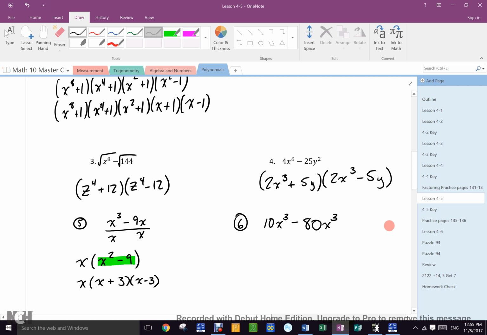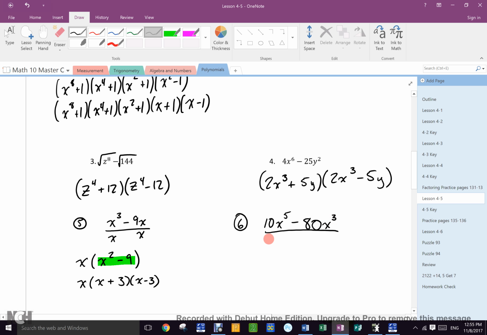Now what are you going to do? You're going to divide it. Oh, that shouldn't have been cubed. Sorry, guys. That should have been to the 5th, and that should have been cubed. There we go.